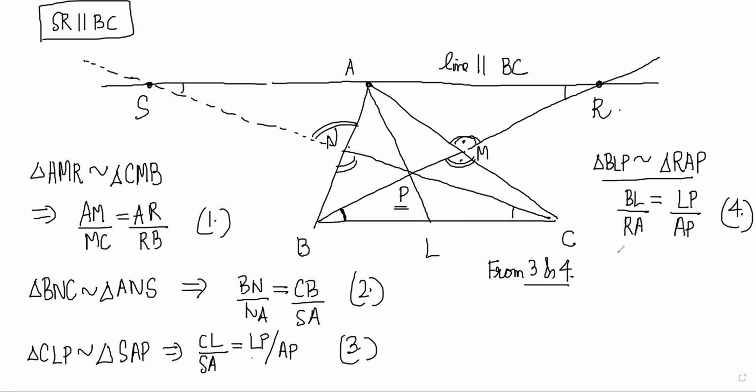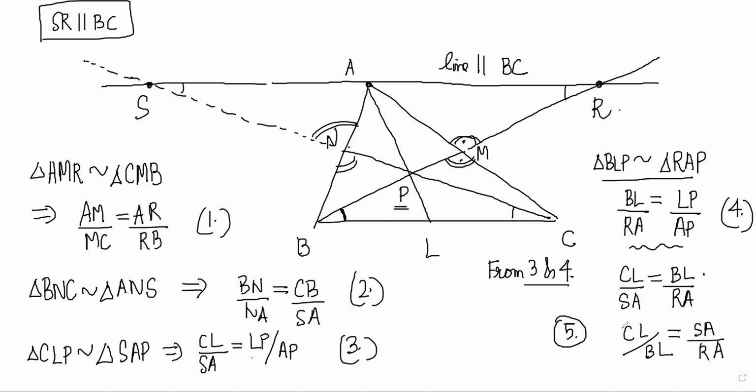Right. From 3 and 4, we can see LP by AP is common. So we get CL by SA is equal to BL by RA. And we can write that as CL by BL is equal to SA by RA. And we'll call this the fifth result. CL by BL is SA by RA.